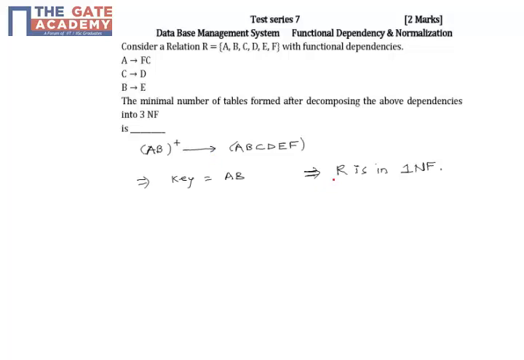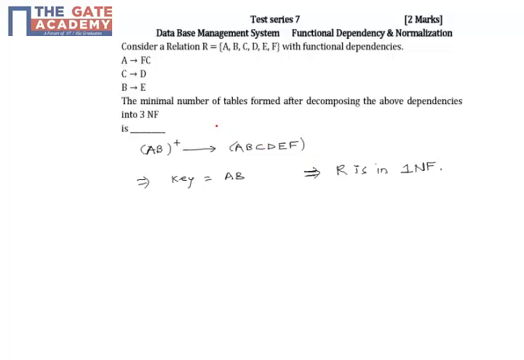And this implies that the relation R is in 1NF because attributes C, F, and E are partially dependent on the primary key, which is AB. So, it violates the second normal form. Now, let us decompose this relation into 3NF.